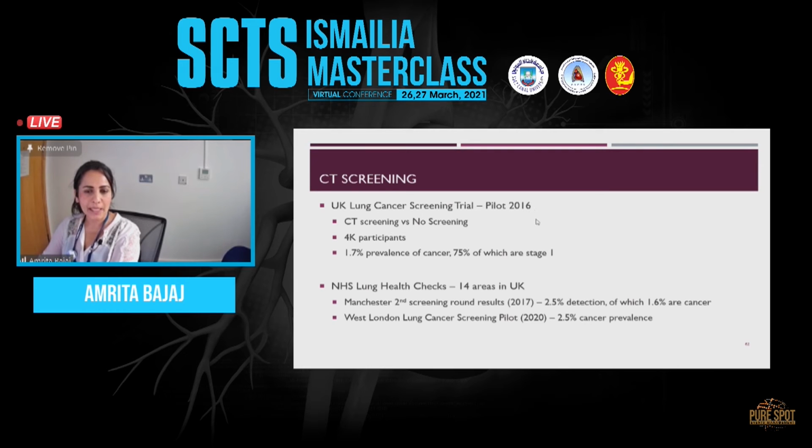And we've also had a pilot in 2016, which showed a 1.7% prevalence of cancer in the participants. But here it was CT screening versus no screening. And in the NHS lung health checks, which has literally just recently been out, has shown a 2.5% cancer prevalence.